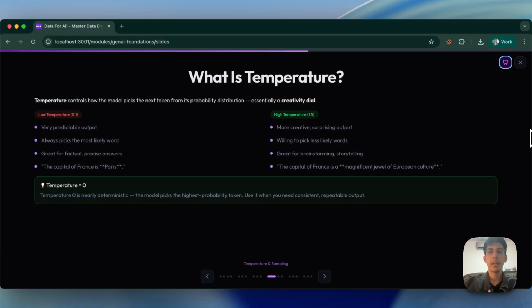Temperature is a number that controls how the model picks from those options. Think of it like a creativity dial. A low temperature, like 0.1, makes the model very conservative. It almost always picks the single most likely next word. A high temperature, like 1.5, flattens out those probabilities, making it more willing to pick less likely words, which leads to more creative and sometimes surprising output. Check out the comparison here. Same prompt, totally different vibes depending on the temperature setting.